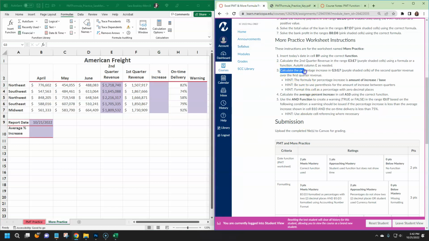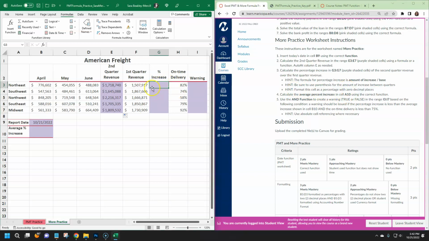Next one. Calculate the percentage increase in G3 through G7 of the second quarter revenue over the first quarter revenue. And I'm actually giving you hints. The formula is a percentage increase. Here's the formula. It's the amount of increase divided by the base. Make sure to use parentheses for the amount of increase and format the cell as percentage with 0 decimal places.